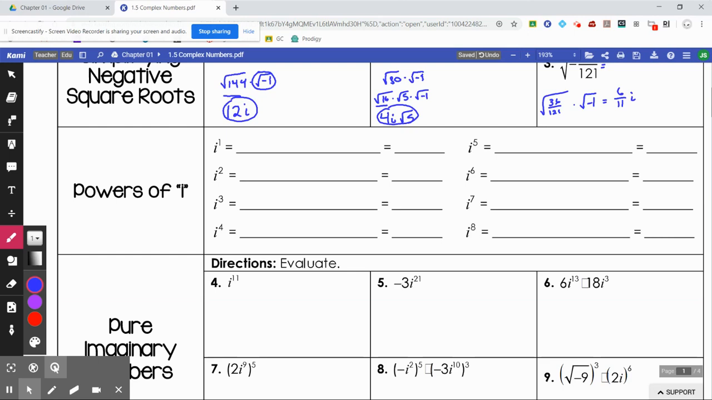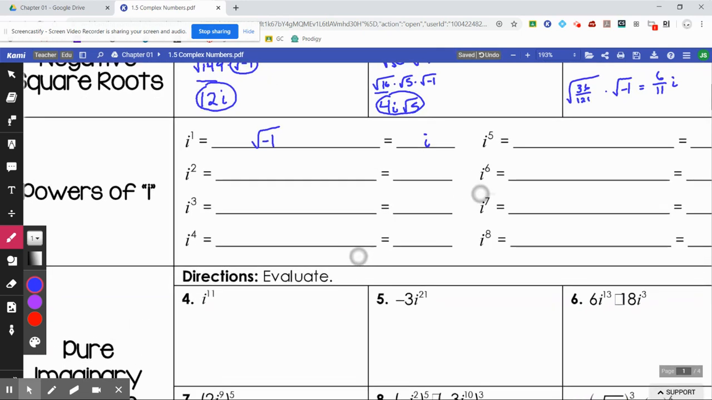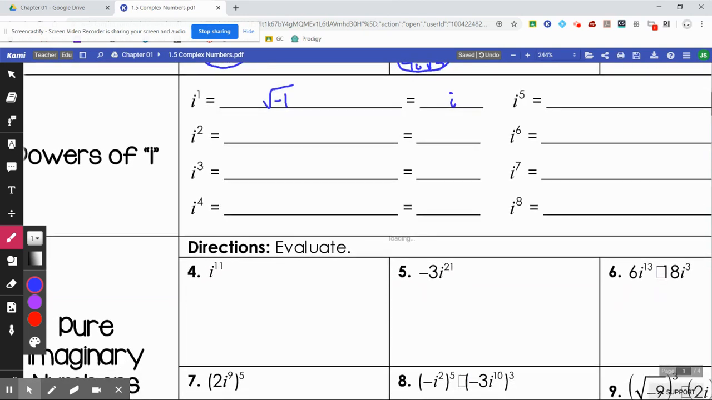Okay, now let's discuss the powers of i. i to the first, we already know. It is the square root of -1, and I'm going to just put plain i, and I'll show you why in a second. i to the second power: if you take i to the first power, which was the square root of -1, and now raise it to the second power, reminder, anytime you square a square root, it removes the radical. So the square root of -1 squared would be plain old -1.